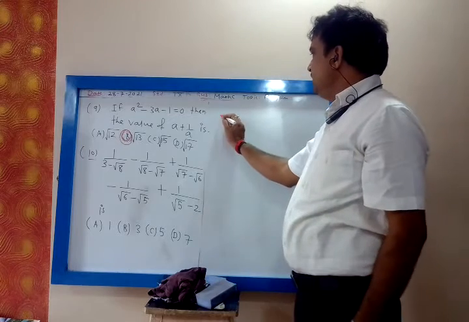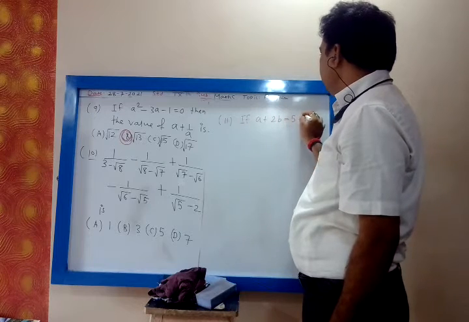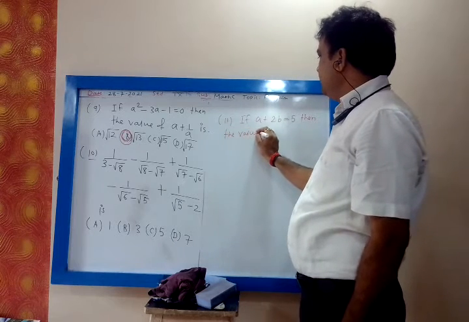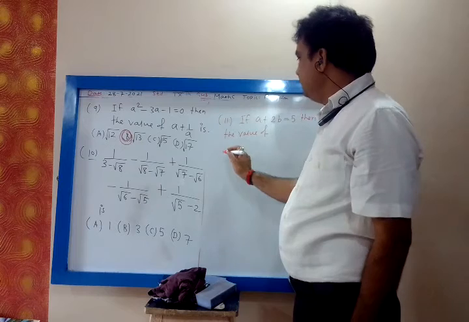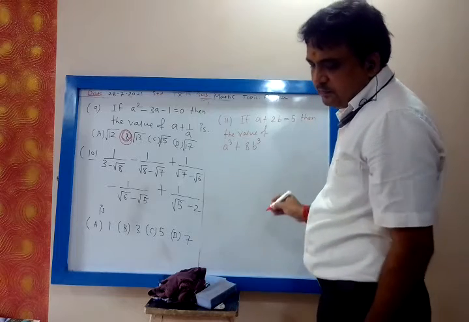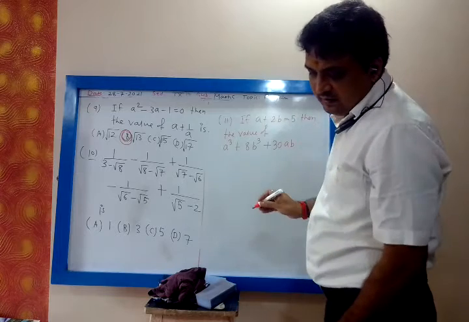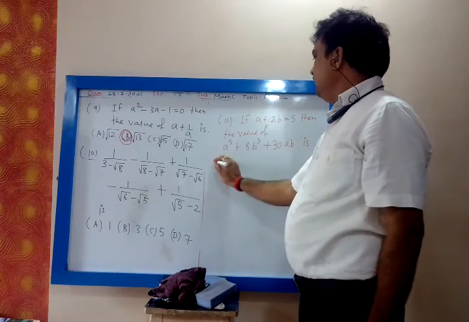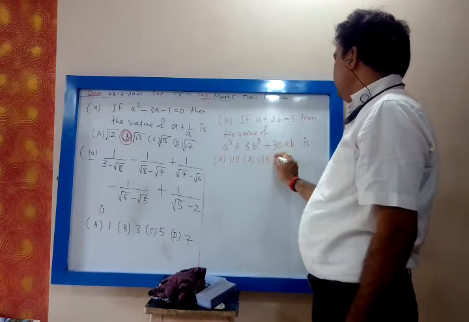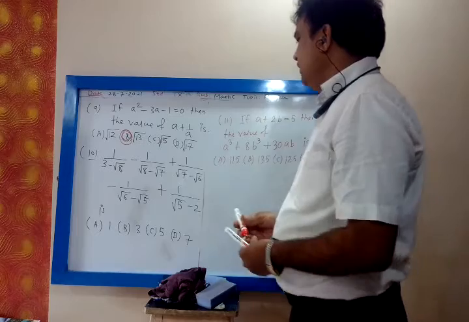Question 11. If a plus 2b is equal to 5, then the value of a cube plus 8b cube plus 30ab is: A 115, B 135, C 125 and D. What is that answer?